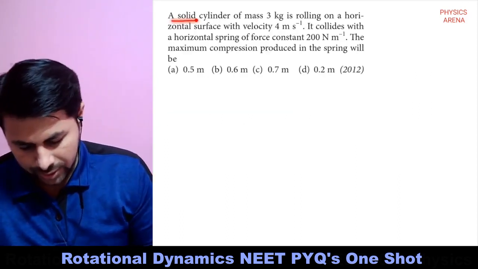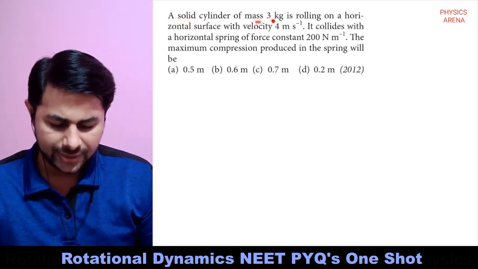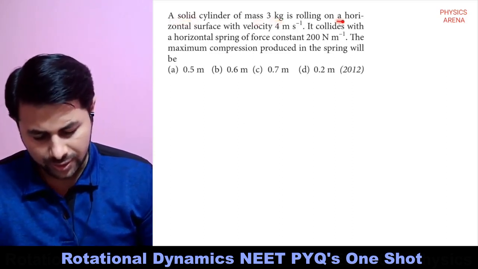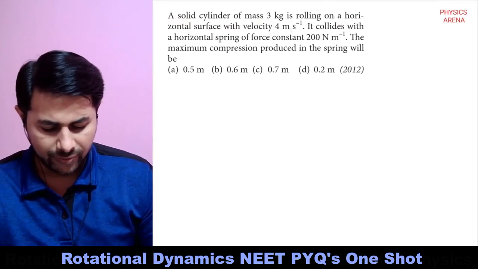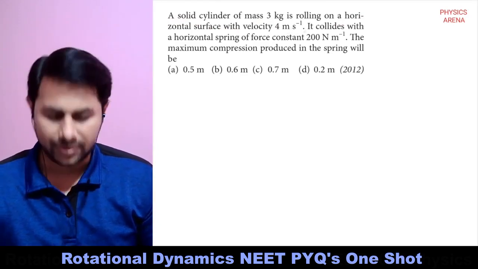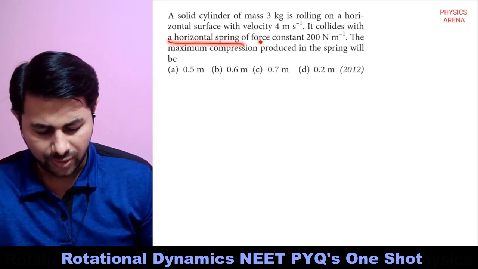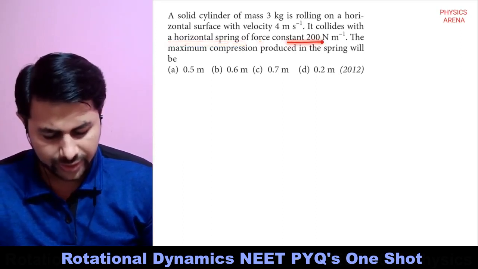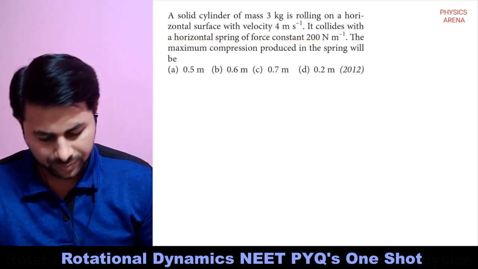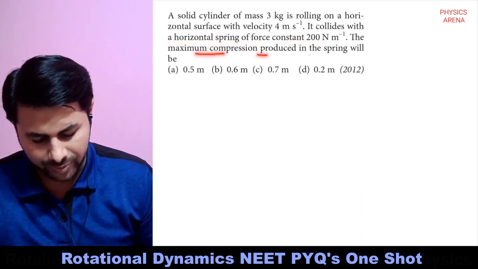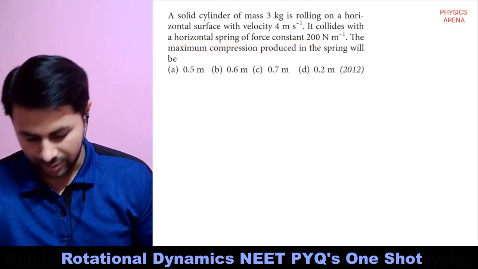So a solid cylinder of mass 3 kg is rolling on a horizontal surface with velocity 4 meters per second. It collides with a horizontal spring of force constant 200 newtons per meter. The maximum compression produced in the spring will be.